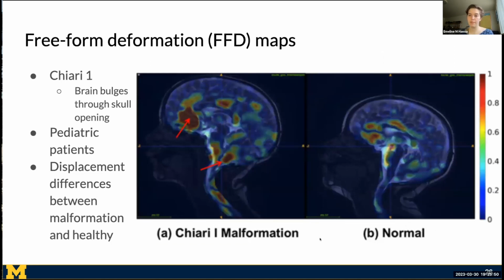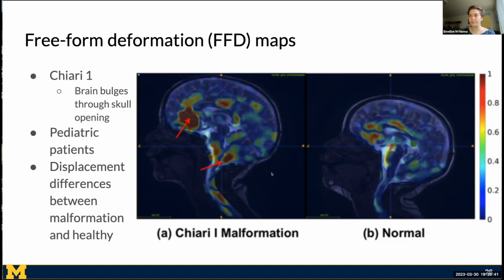From an amplified MRI, you can create a freeform deformation image. It's basically showing the normalized temporal average displacement. So you can measure how far each part of the brain is moving, quantify that displacement, and then make a map of the average throughout the brain. The image on the left is a patient with a Chiari-1 malformation, and the image on the right is a normal 4-year-old scan. The Chiari-1 malformation is from a 3-year-old patient.